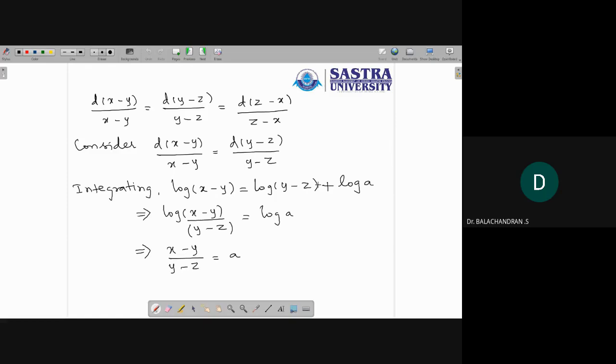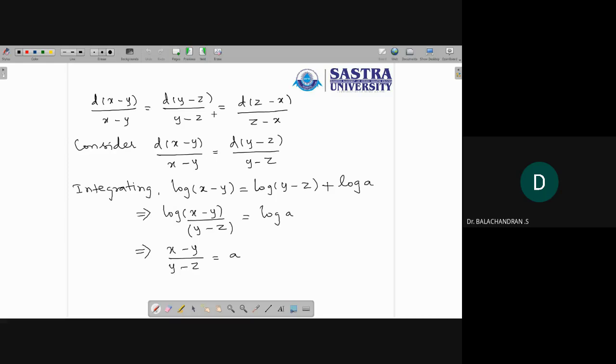Okay. So if you integrate, log of x minus y equal to log of y minus z plus log a. So you can write log of x minus y minus log of y minus z equal to log a. And hence you can write log of x minus y by y minus z equal to log a, or x minus y by y minus z equal to a. So this is u of x, y, z. So I got the one solution.